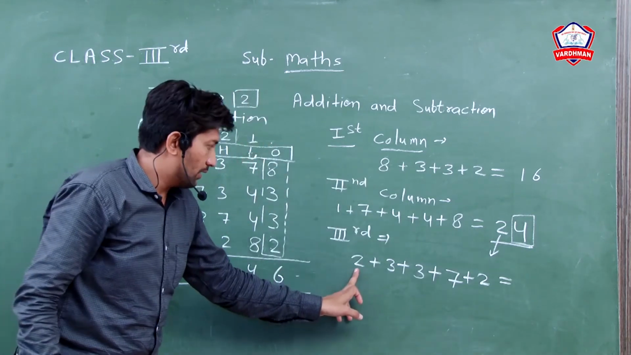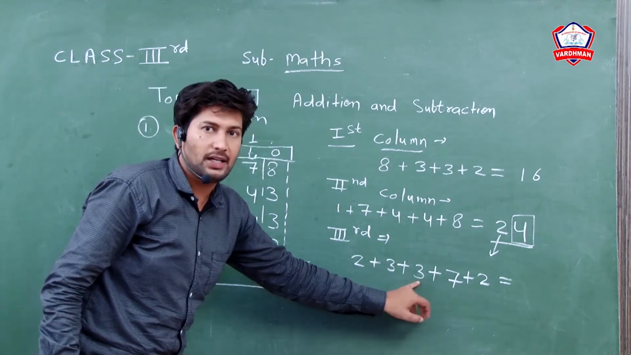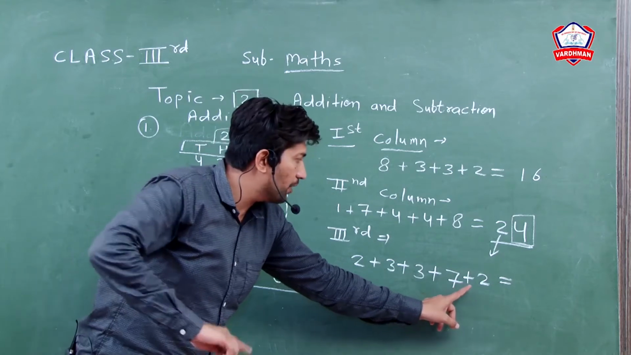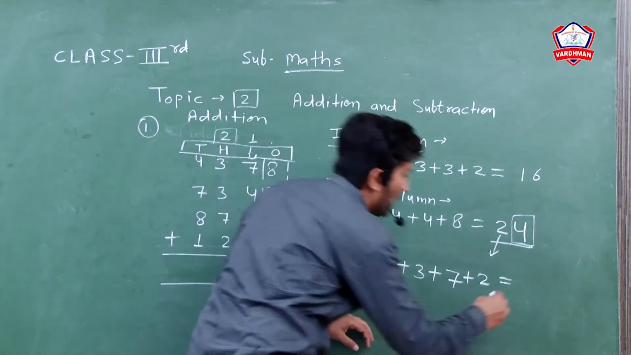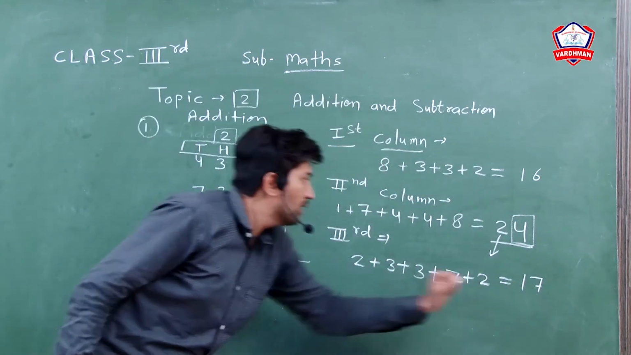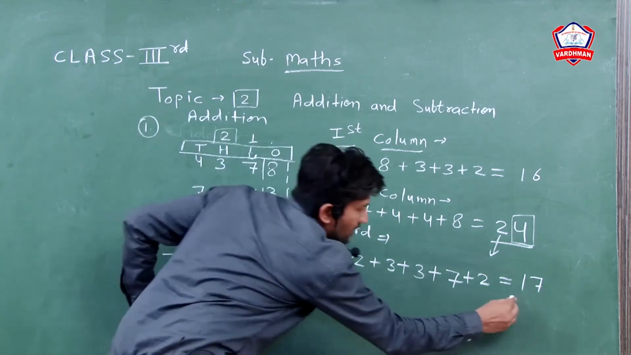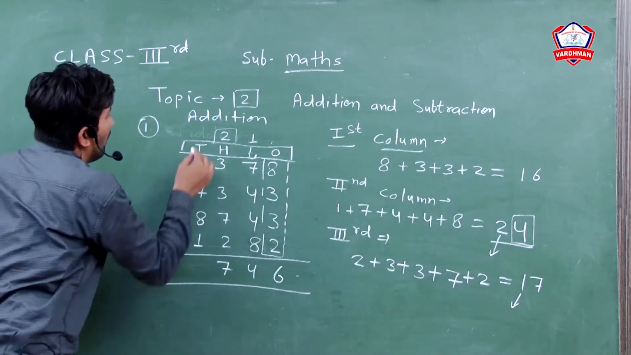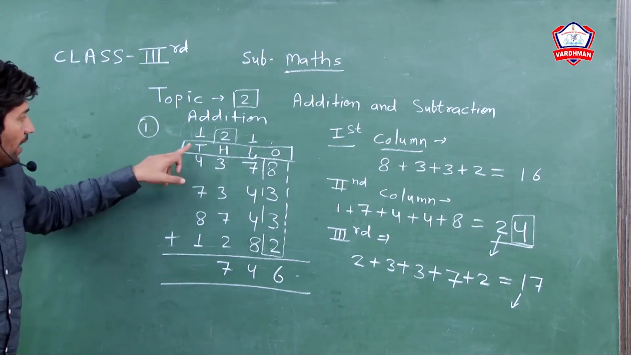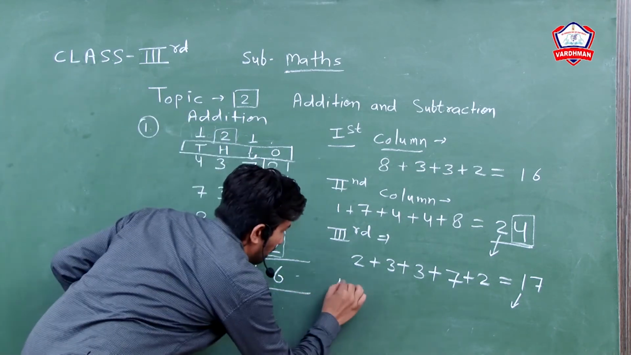Now we will add: 2 add by 3 is 5. 5 added by 3 is 8. 8 added by 7 is 15. And 15 added by 2 is 17. Okay. Now 7 is going to the 100 part, and 1 is carried to the 1000 part. Okay. Now we will add, as it is the 1000 part, it means the fourth column.